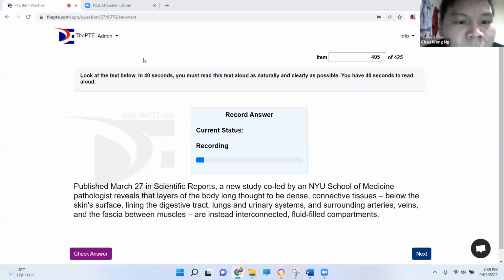On March 27 in Scientific Reports, a new study led by NYU School of Medicine pathologists revealed that layers of the body known to be dense connective tissue below the skin surface, lining the digestive, lungs and urinary systems and surrounding arteries and veins and the fascia between muscles are instead interconnected fluid-filled compartments.